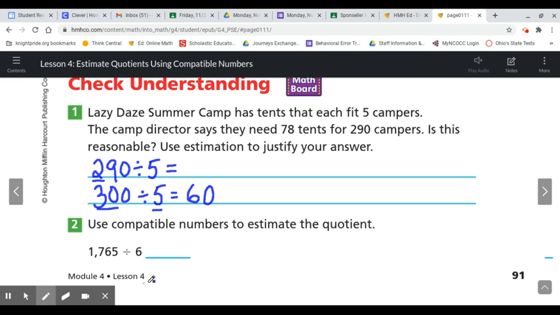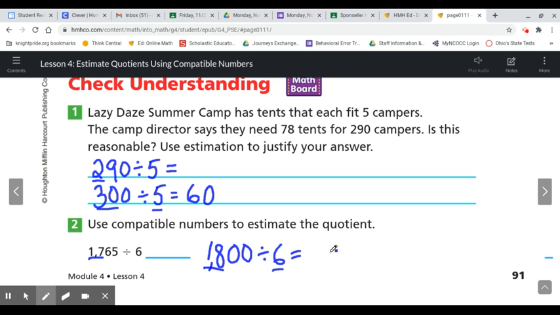Okay, one thing we could do is I could think through multiples of 6, which would be 6, 12, 18. And if you look right here, this 17 in 1,700 is pretty close to 18, isn't it? So if I think through that, 1,765 is close to 1,800. I could use that as a compatible number and divide it by 6 using a basic fact.